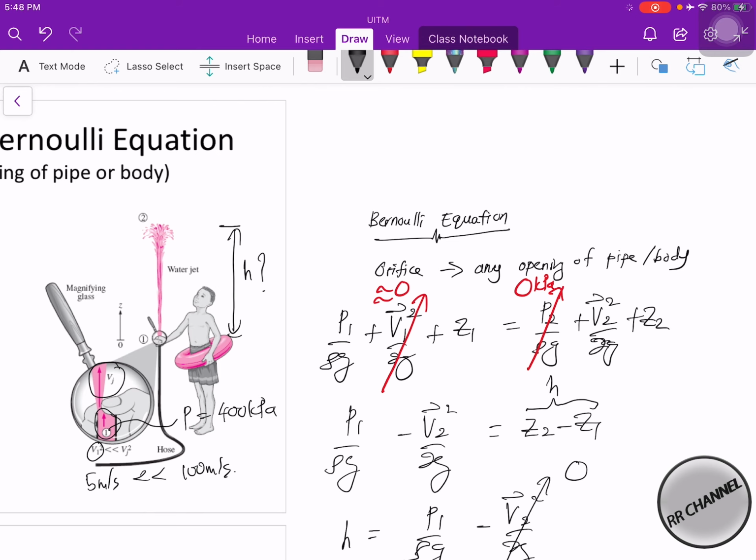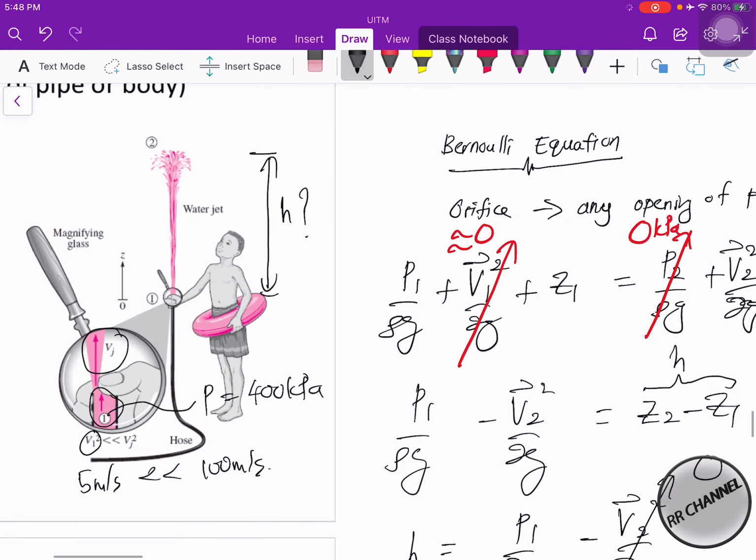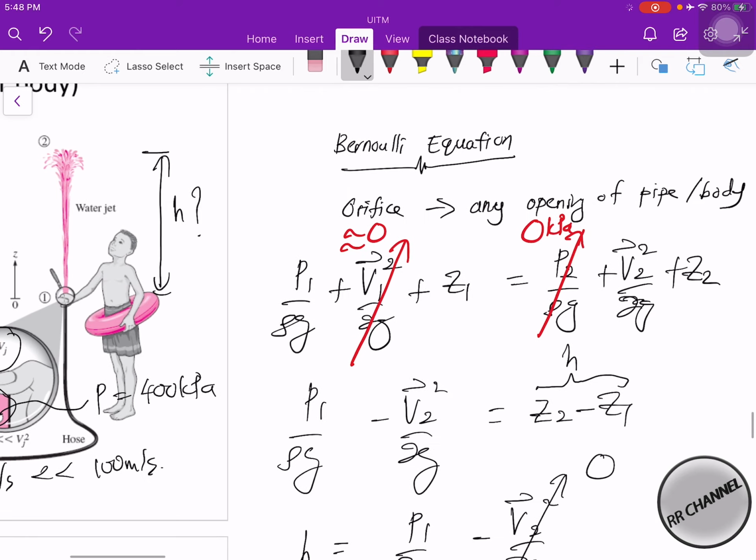So if the pressure at the thumb of this child is 400 kPa, it will create a huge distance upward, which is equal to about 40 meter. That is some idea of how an orifice works. In the next video, we will go to the next type of orifice on the body of the pipe or tank.